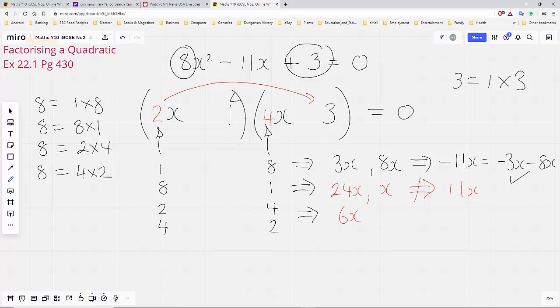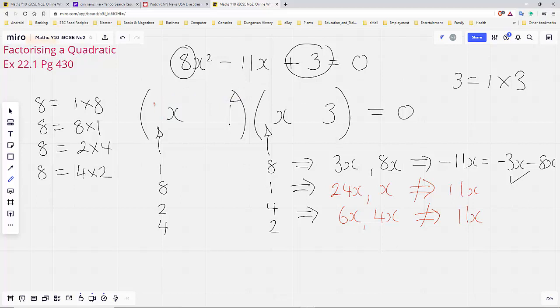And the 1 times the 4 will give me 4x. Now again, a 6 and a 4, whatever combination I try to use with those, I cannot generate an 11. So that one doesn't work either. And now let's take the last example.